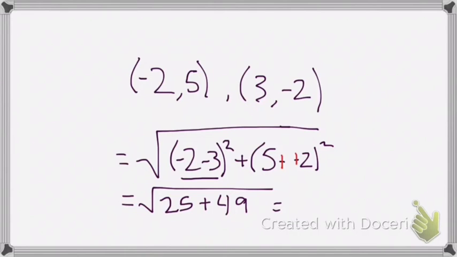Then we just simplify inside. 49 plus 25 would be 74. And again, since that's an irrational number, we leave it like that. The distance between those 2 points would be the square root of 74. Okay, so that's number 5.